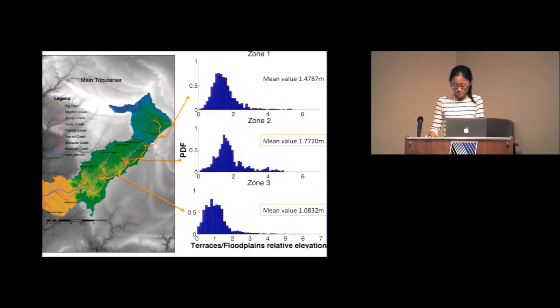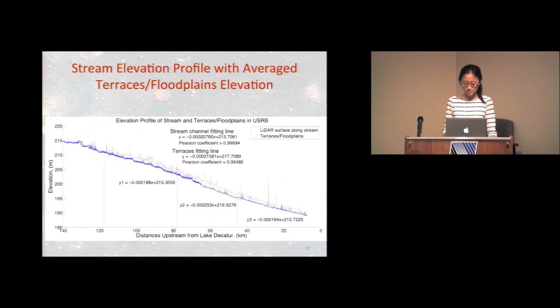So I use 2 ways to analyze the numbers. One is statistical analysis. I plot the probability distribution function to show how the terraces are distributed in different zones. Another way is to plot the elevation profile of terraces together with the stream channel bed elevation. Again, Brown Dog may help me generate this automatically in the future, but now I'm just using MATLAB to plot this result.